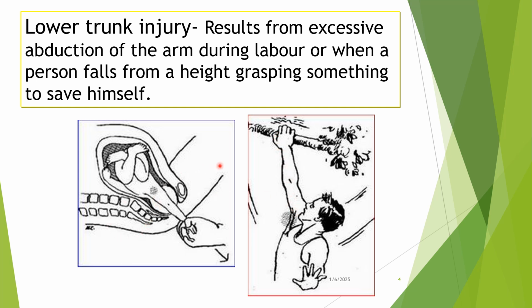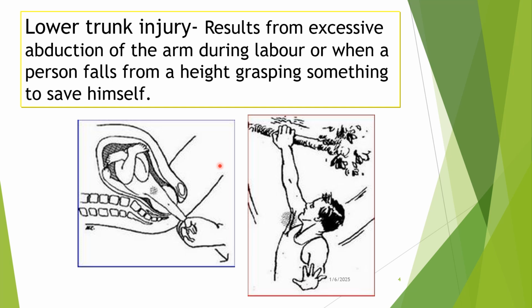There is motor loss to all the intrinsic muscles of the hand. The first and second lumbricals are supplied by the median nerve. The third and fourth lumbricals and the interossei are supplied by the ulnar nerve. The thenar and hypothenar muscles also get affected. The flexor carpi ulnaris and the medial half of the flexor digitorum profundus are damaged.